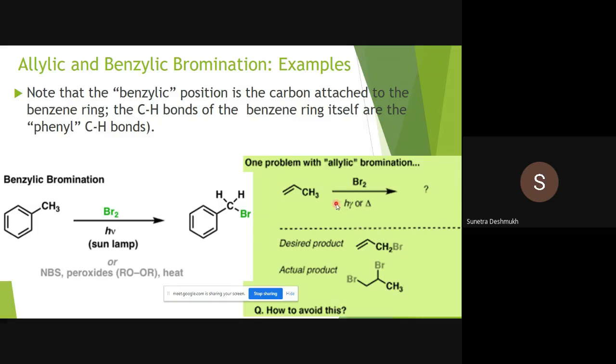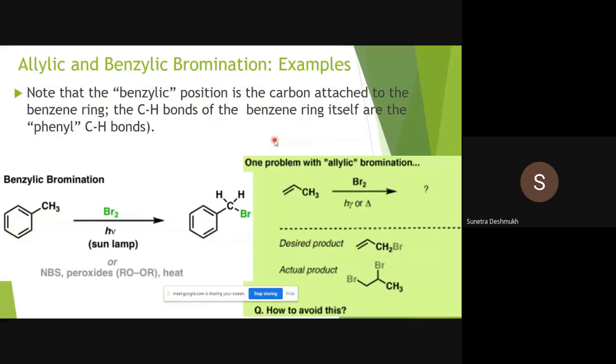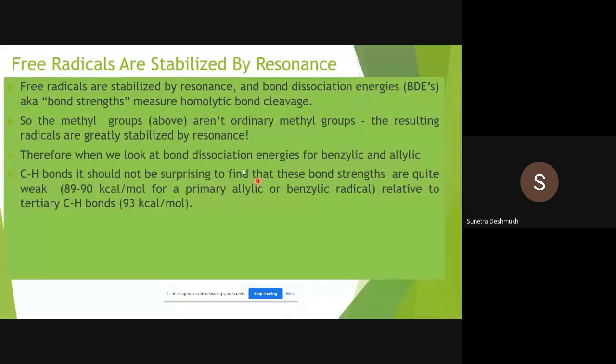So now we have to think, what should we do? How to avoid this? Now, free radicals are stabilized by resonance. Here we have seen that in allylic bromination an allylic free radical will generate, and as we have seen in the stability lecture, the free radical resting on this carbon atom is in conjugation with this carbon-carbon double bond. So that's why that free radical is even more stable. So free radicals are stabilized by resonance.